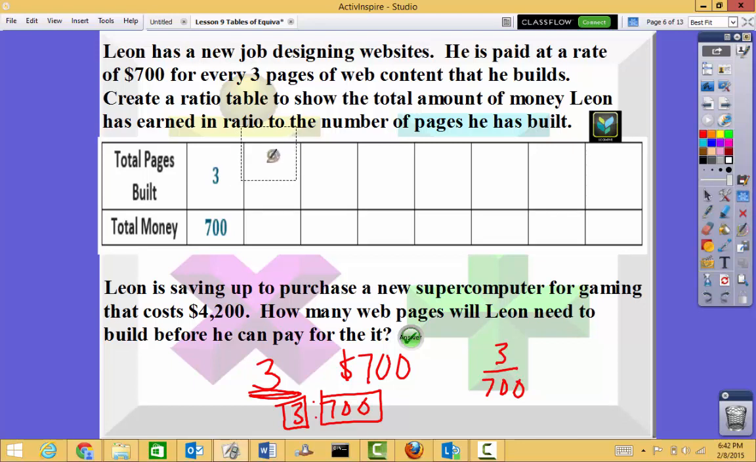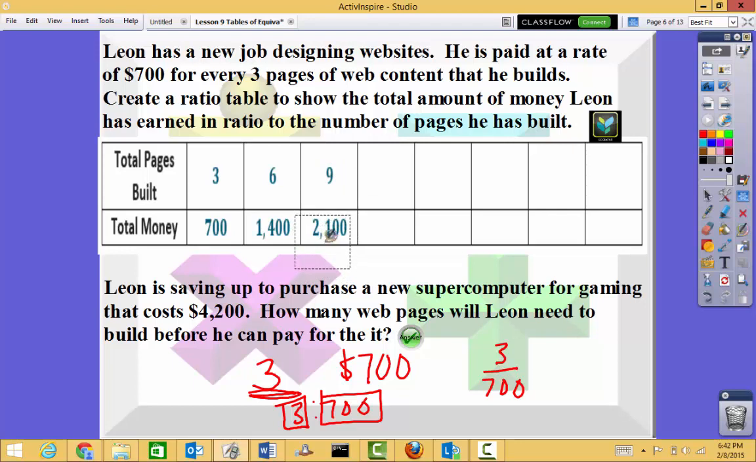If he builds another 3, how much money will he make? Well, he's going to have 700 plus 700. If he builds another 3 websites for somebody, he's going to get another $700. So we add 700 to 700 for 1,400, and then another 700 for 2,100.